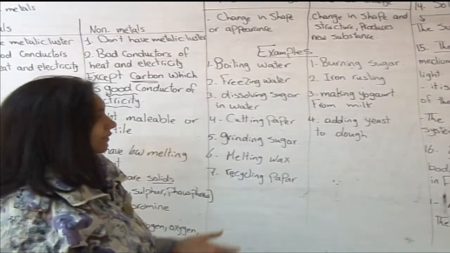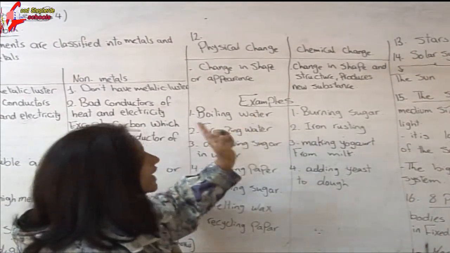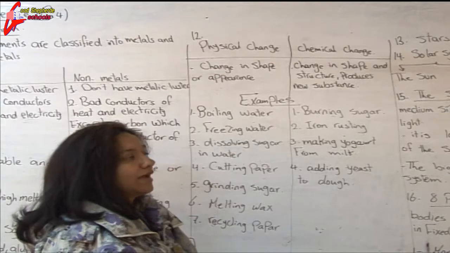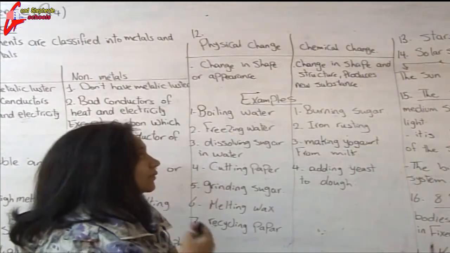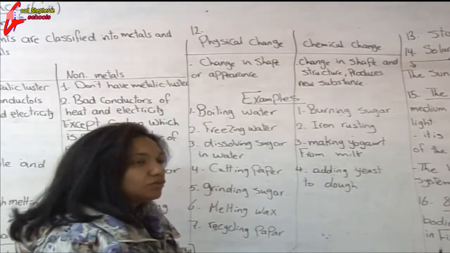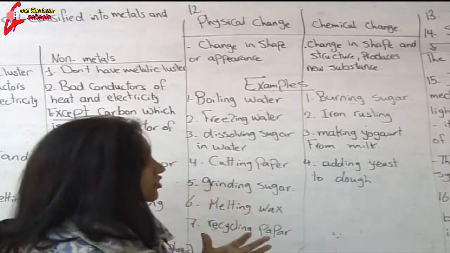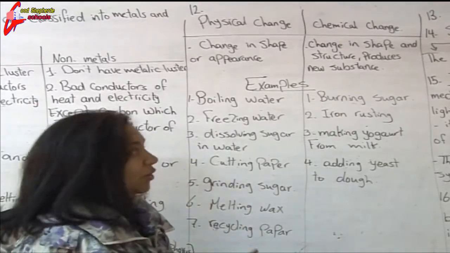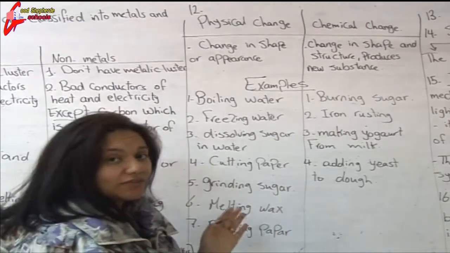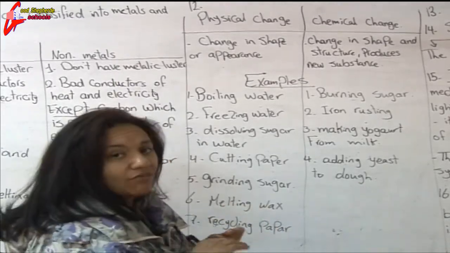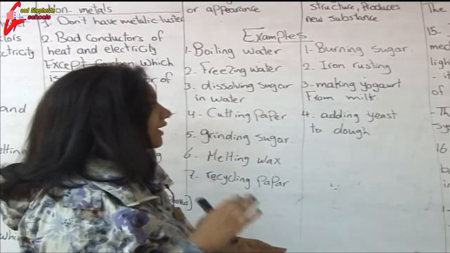What is a chemical change? A chemical change is a change in shape and structure. So I will produce a new substance because the structure changed. I will produce a new substance with new properties. So again, a chemical change is a change in shape and structure which produces a new substance with new properties. What are the examples? Burning of anything is a chemical change.